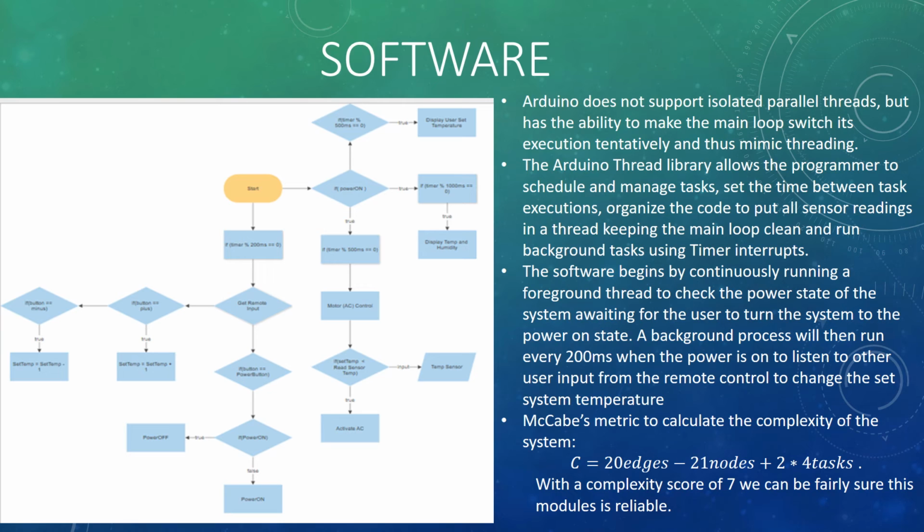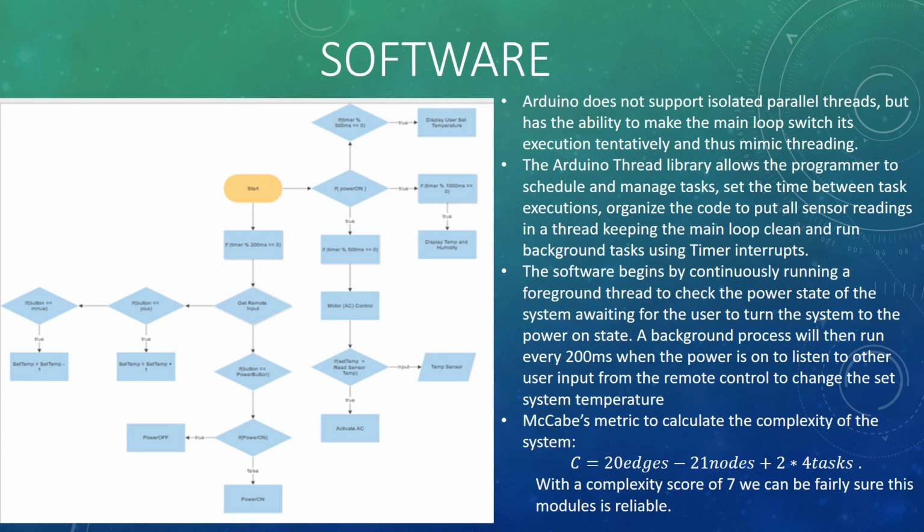Here we can see the flow diagram for the system. You can kind of follow through it to see how the system operates. Arduino does not support isolated parallel threads, but has the ability to make the main loop switch its execution alternately and thus mimic threading. The Arduino thread library allows the programmer to schedule and manage tasks, set the time between task executions, organize the code to put all sensor readings in a thread, keeping the main loop clean, and run background tasks using timer interrupts.